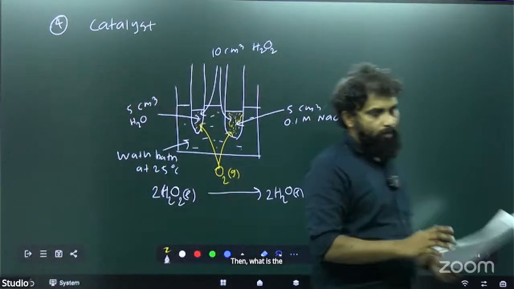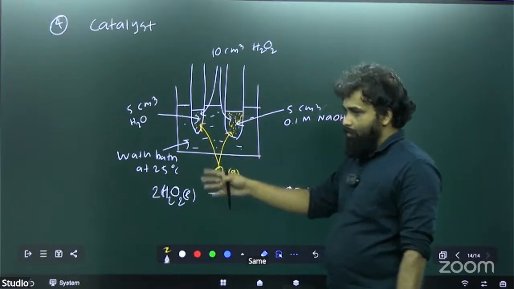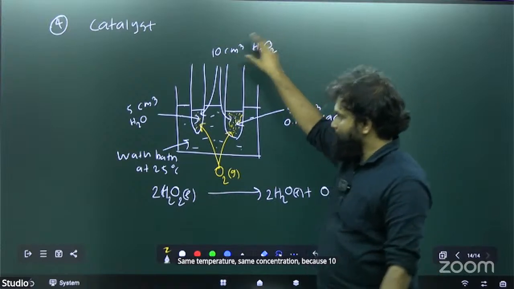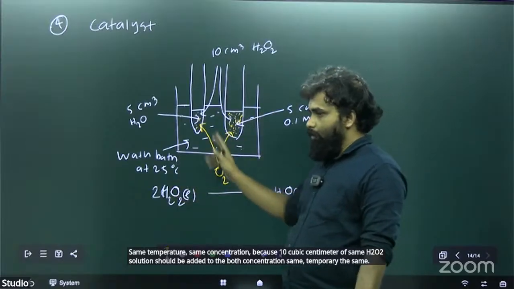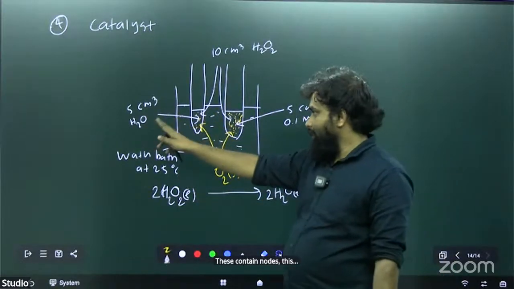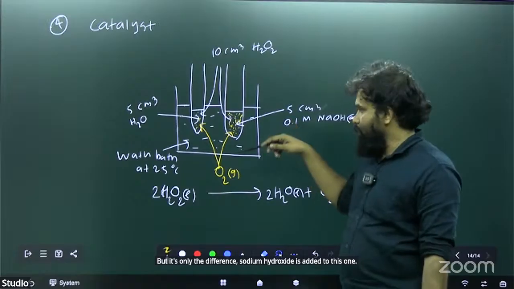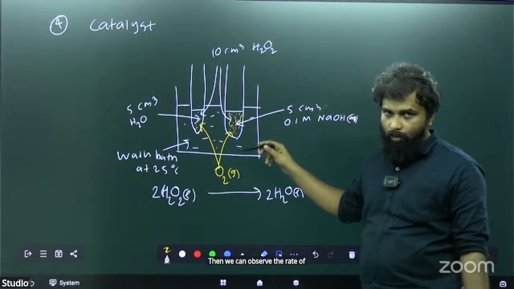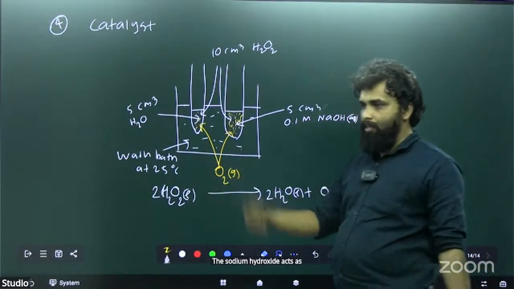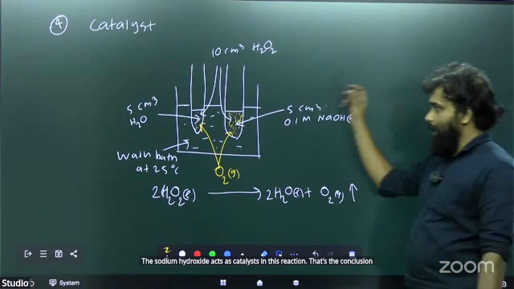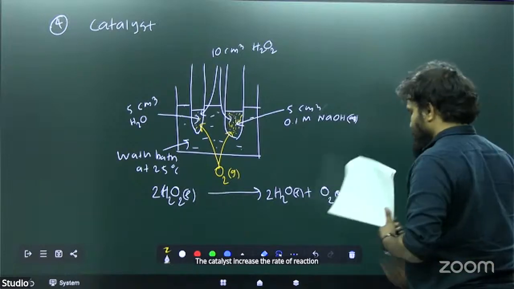What is the only difference between these boiling tubes? Same temperature, same concentration, because 10 cubic centimeter of the same H2O2 solution is added to both. Concentration same, temperature same. This contains NaOH, this does not contain NaOH, right? Then this is the only difference. Sodium hydroxide is added to this one, and we observe the rate of reaction is higher in this one. Then what is the conclusion? The sodium hydroxide acts as a catalyst in this reaction, and the catalyst increases the rate of reaction, right?